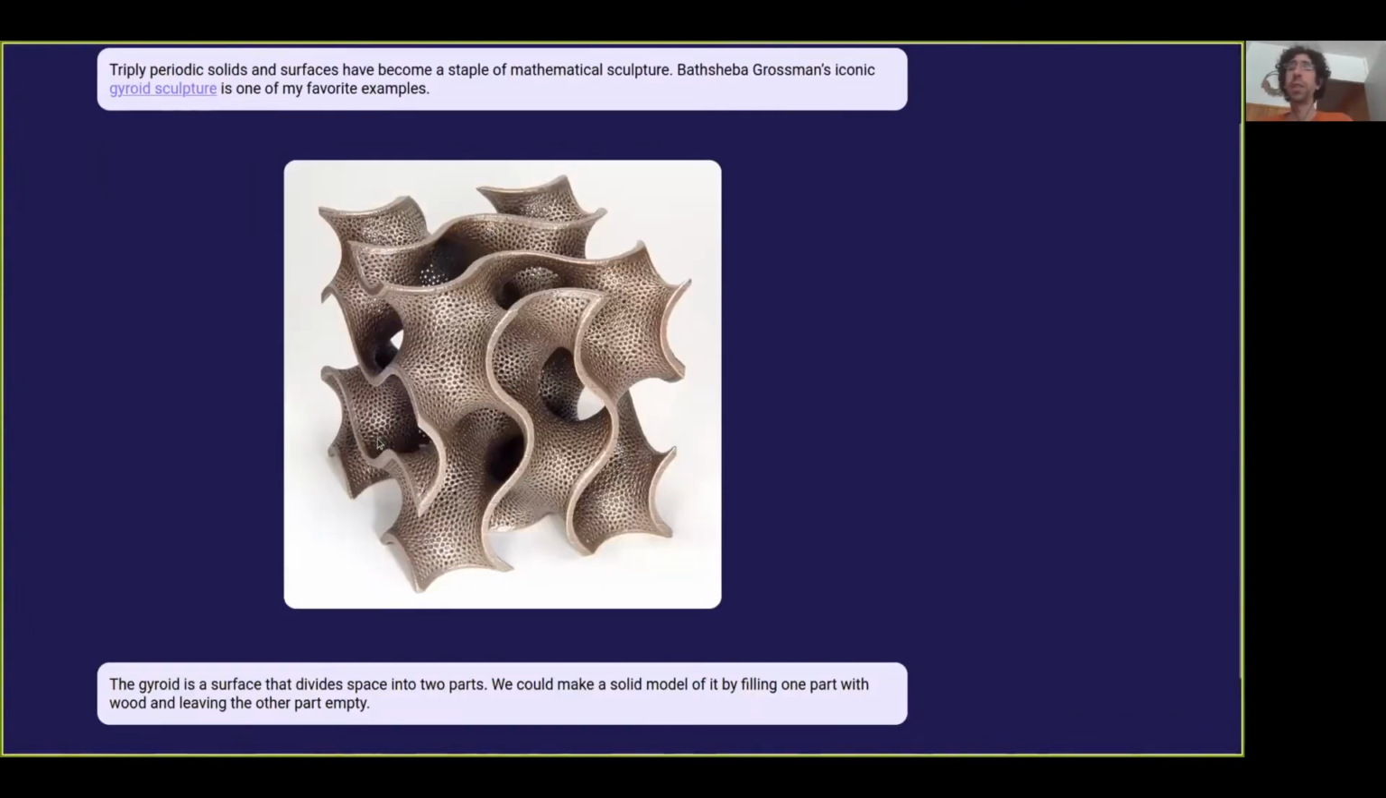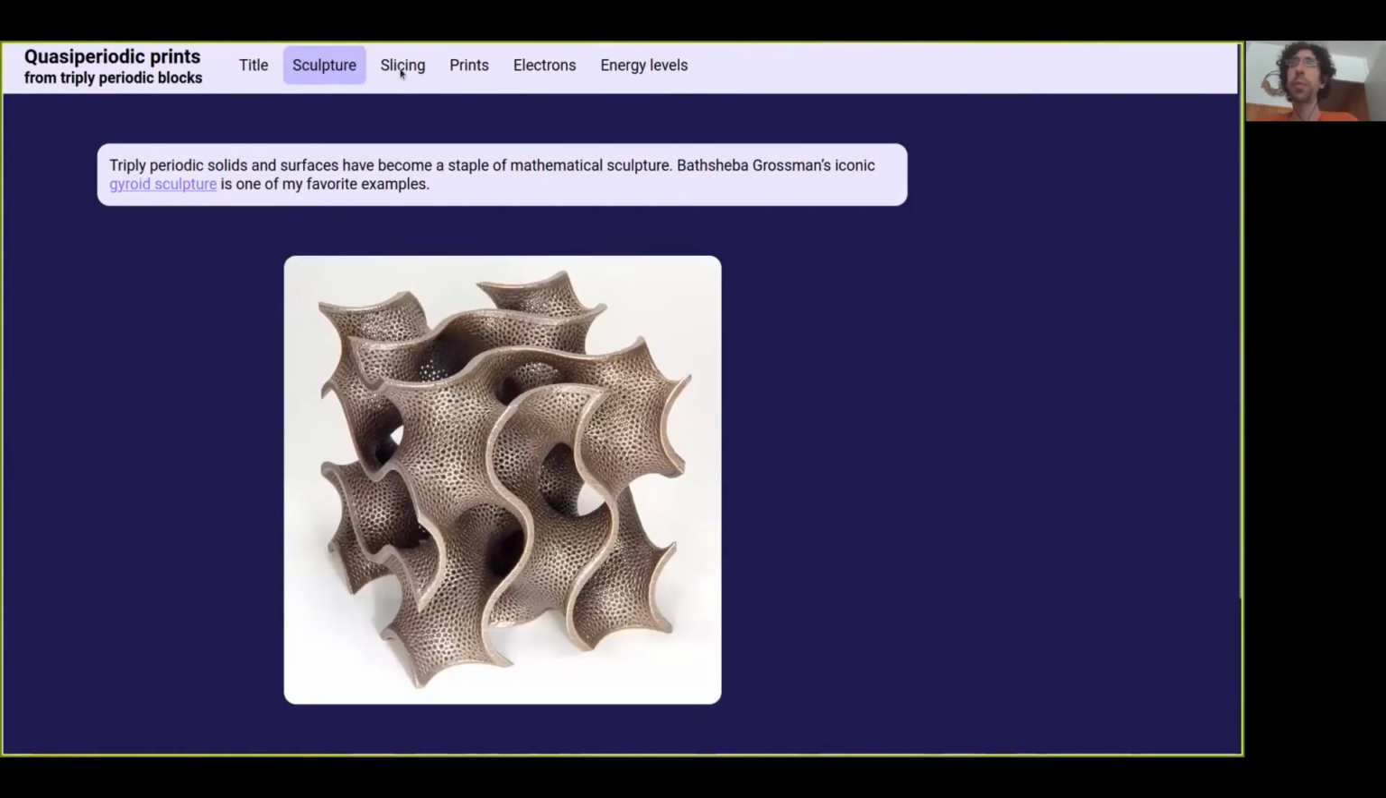The gyroid is a surface that divides space into two parts. We could make a solid model of it by filling one part with wood and leaving the other part empty. So in this sculpture, you could imagine that some of these channels would get filled with material, or filled with wood, and then the other channels would remain empty.